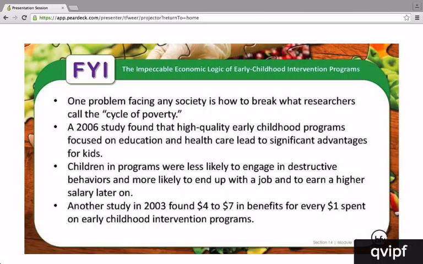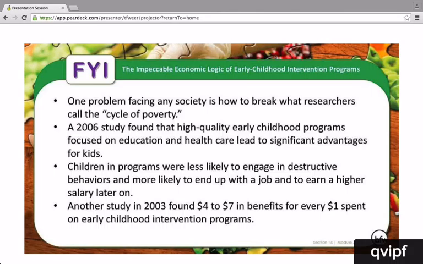Now, one problem facing any society is how to break this cycle of poverty. So are there any things that we can do to break it? Have we tried anything that we've found to be successful? Well, yes, we actually have. Back in 2006, there was a study that found that high-quality early childhood programs like Head Start, focused on education and healthcare, lead to significant advantage for kids.